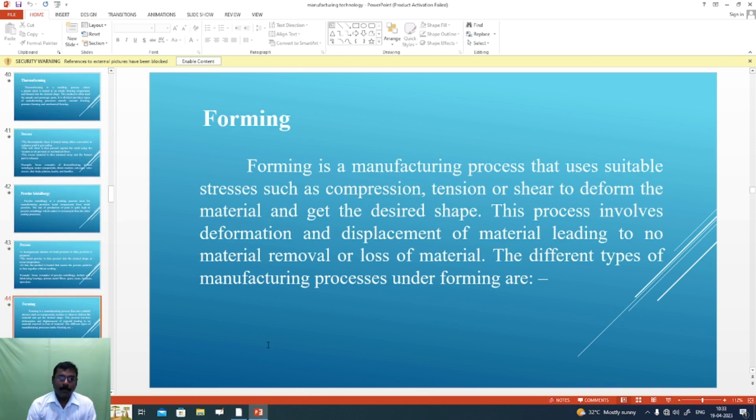Then forming. Forming is a manufacturing process that uses suitable stresses such as compression, tension or shear to deform the material and get the desired shape. This process involves deformation and displacement of material, leading to no metal removal or loss of metal. The different types of manufacturing process under forming.